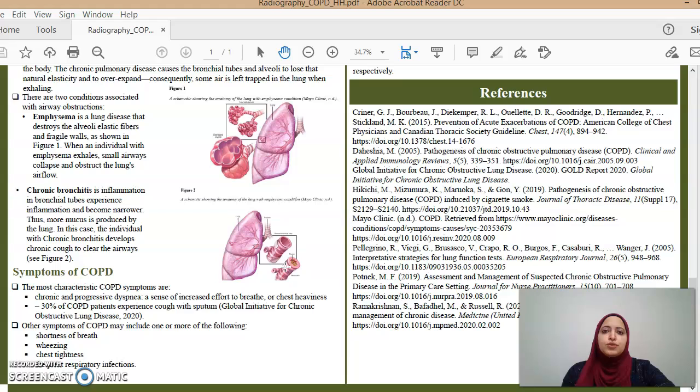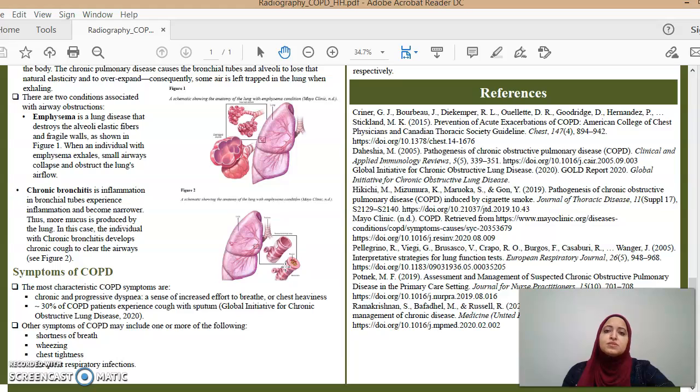Now let's talk more about the symptoms. The most characteristic COPD symptom is chronic and progressive dyspnea. People who experience dyspnea describe it as increased effort to breathe or chest heaviness. And the other main characteristic is that the patient experiences cough with mucus.